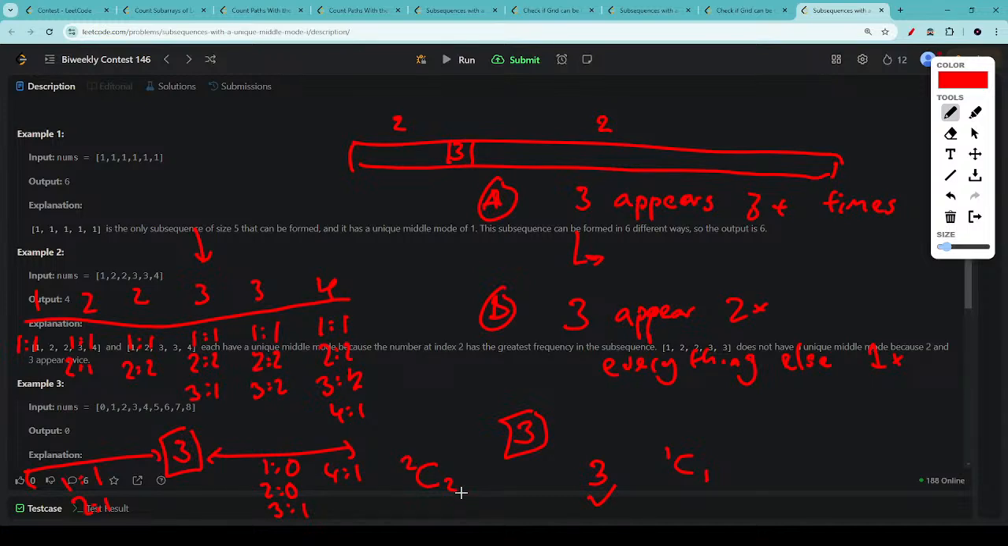So 2 choose 2. So that's the basic idea. I think that will work. So on the left, 2 choose 2. On the right, I have a 3. I have a 1. This is what I want. It appears exactly 1. Then 1 choose 1. Okay? What if 3 appears multiple times?